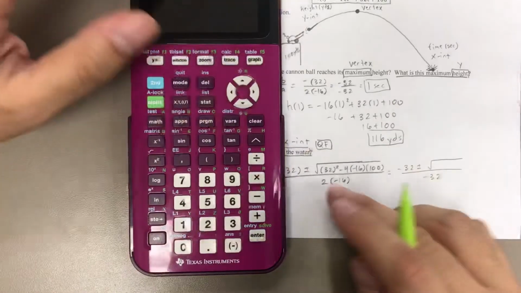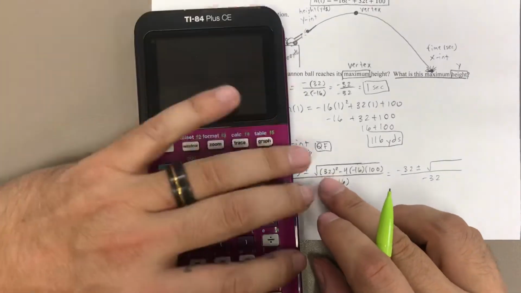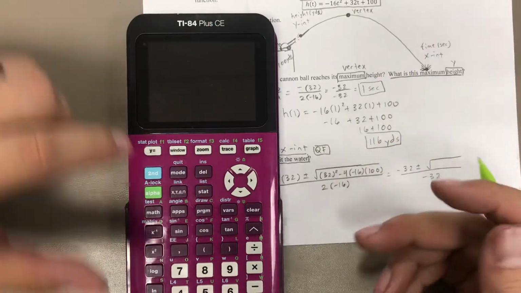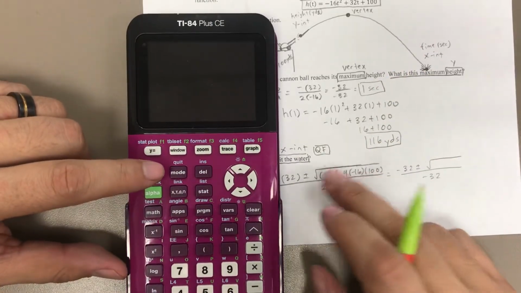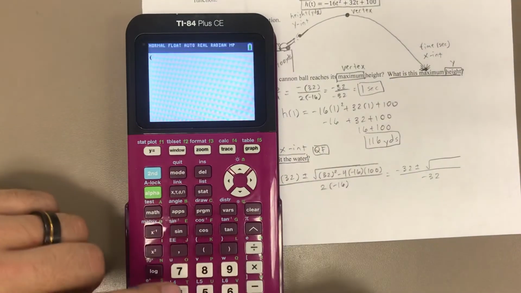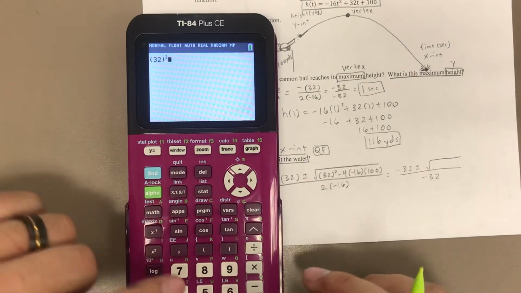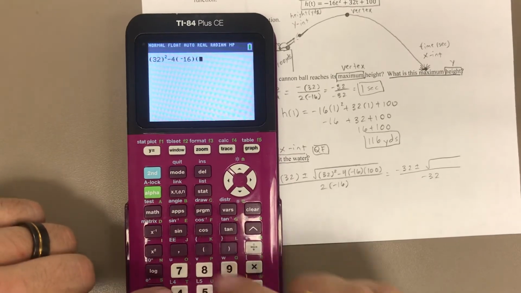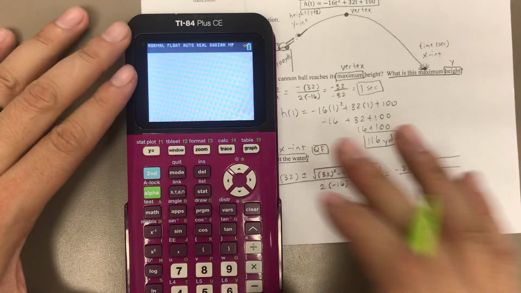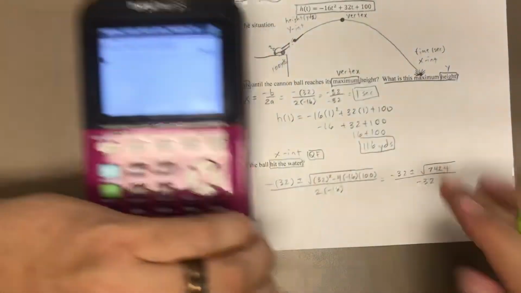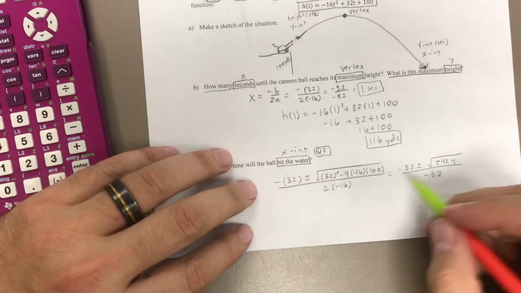And one of the nice things about writing this stuff down in parentheses is that if you translate this into your calculator, you can actually find the exact value for that. So I'm going to do all this stuff underneath the square root and figure out what that number is. So let's see here, we have parentheses 32 squared minus 4 times parentheses negative 16 times parentheses 100. And if I type that into my calculator, I get 7,424.